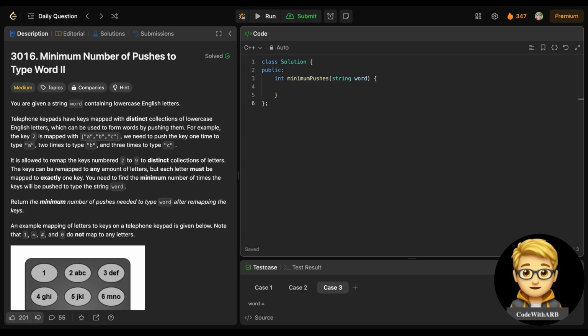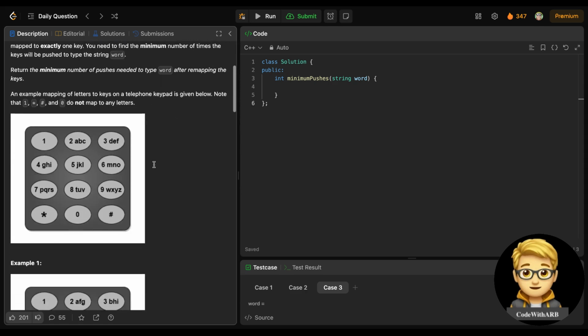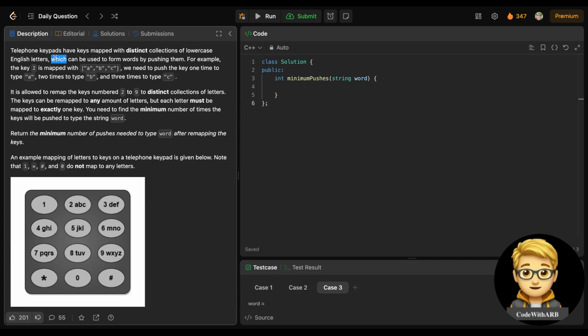We are given a string word containing lowercase English letters. Telephone keypads have keys mapped with a distinct collection of lowercase English letters which can be used to form words by pushing them. If you have used a keypad phone, you remember that to type the letter C we need to press the 2 key three times. To type the letter E you need to press the 3 key two times. So that was the keypad layout, right?